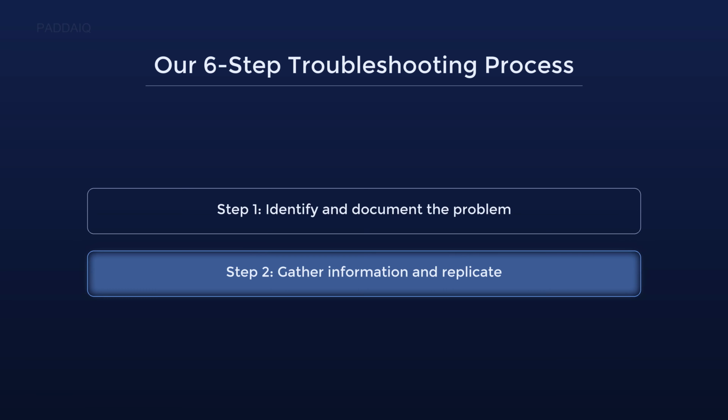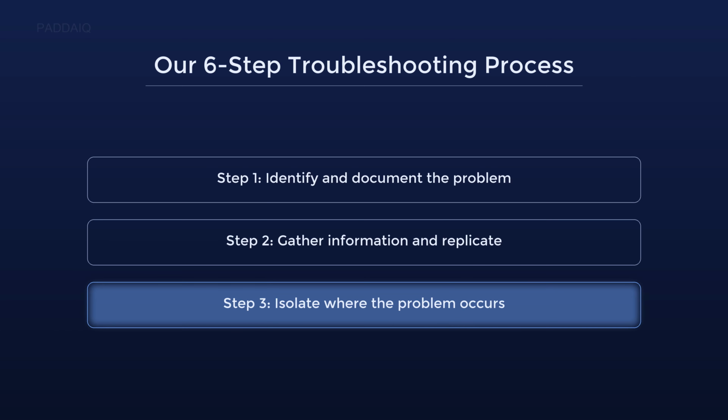Step 2. Gather information and replicate. This means collecting all relevant details about the issue and trying to reproduce it in a controlled environment. For example, if a user reports a workflow error, you would note their exact steps and attempt to follow them in your test system. This confirmation is crucial for accurate diagnosis.